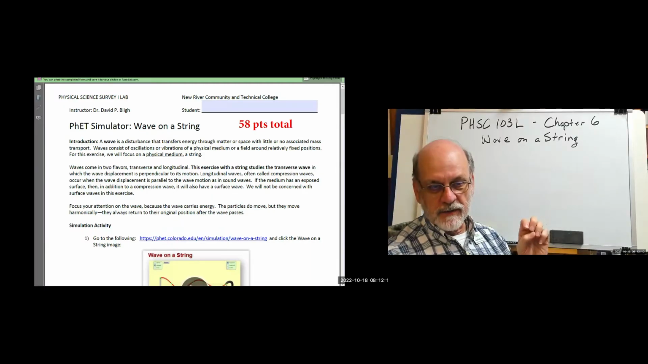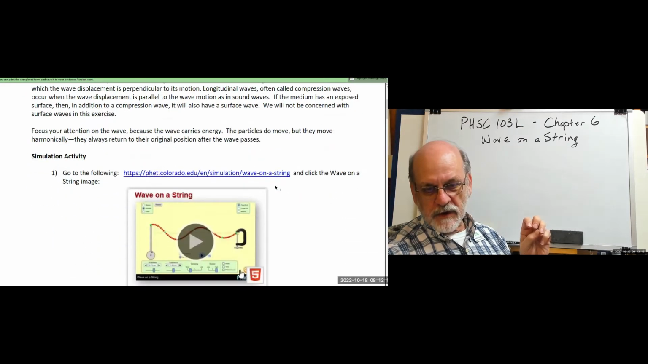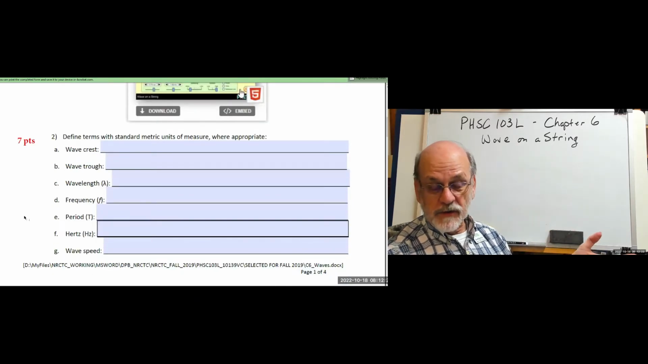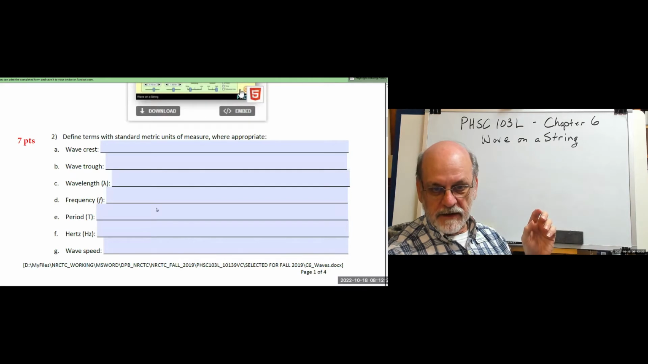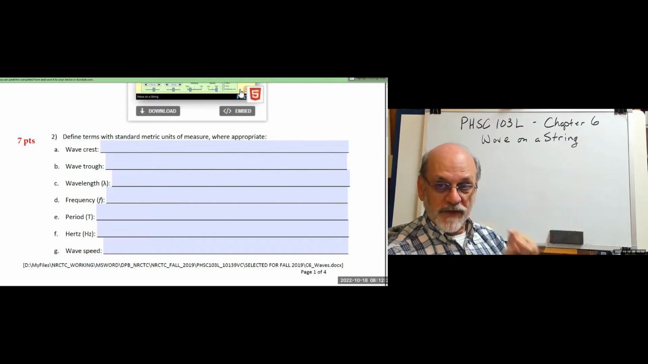Let's see, this one right here. So you're going to need this document, PhET Simulator Wave on a String. And we're going to skip the first part, these definitions. You just have to look those up and write in the definitions for each one of these. And don't just write them in and forget them. Write them in and know what they mean, because you're going to be using this information to answer questions and do calculations in the rest of this document.